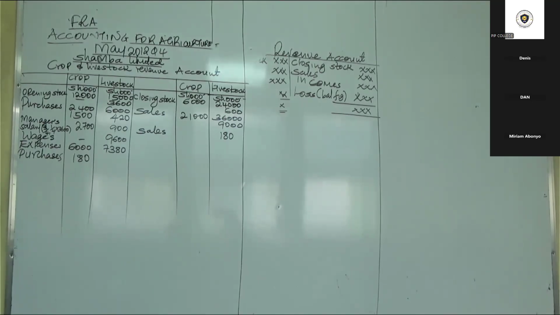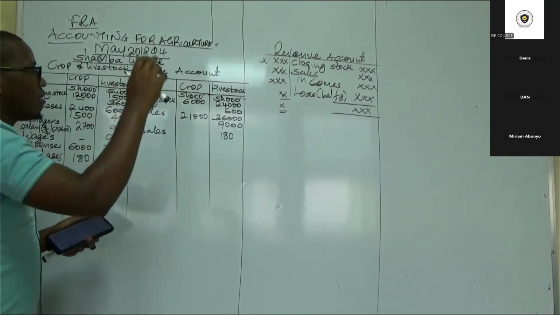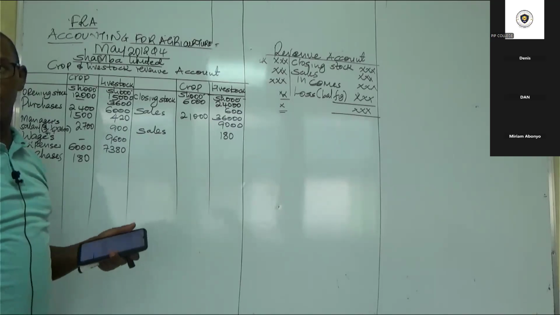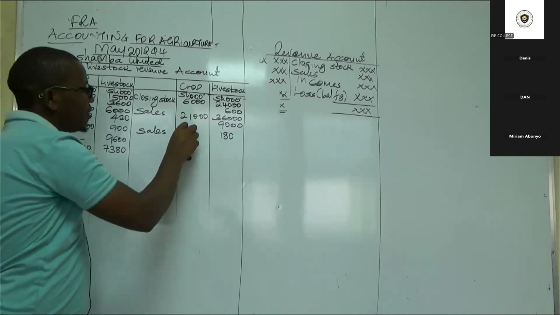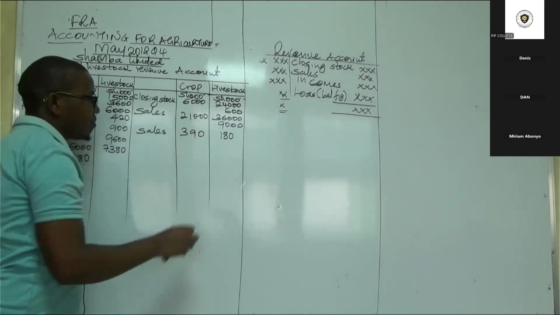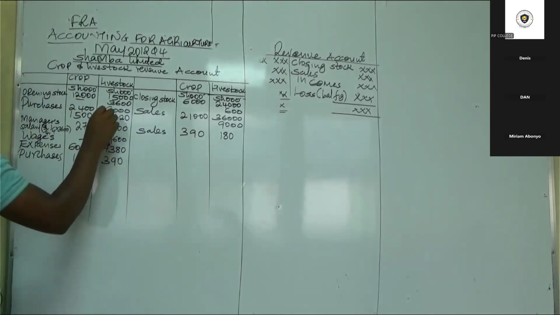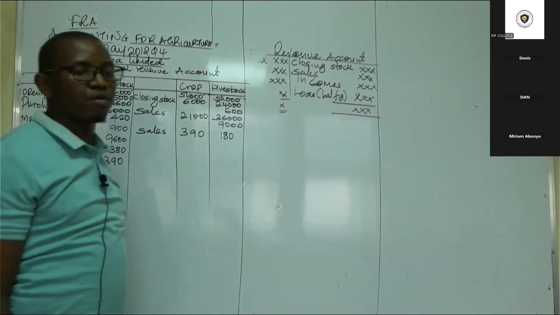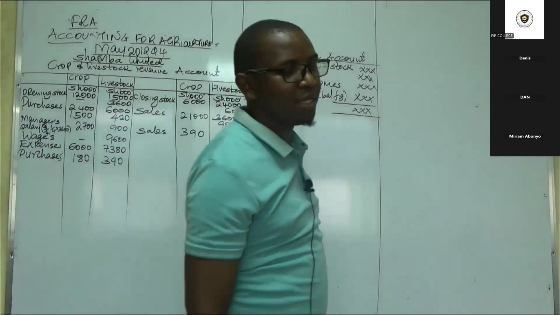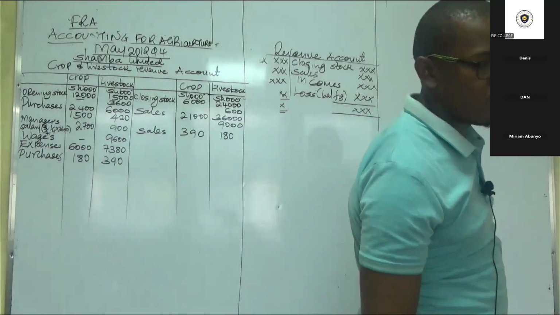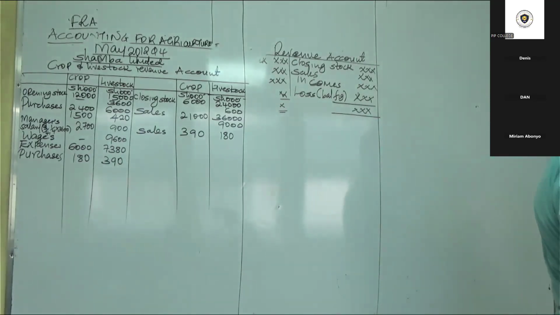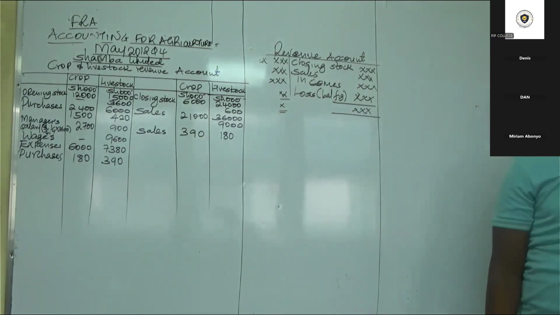Are we together? Then also the farm crops used to feed livestock. Crop is now selling to the livestock. So it was of 390. So here we'll also have the livestock purchasing from the crop. That is the interdepartmental transaction. The interdepartmental transaction. We continue.